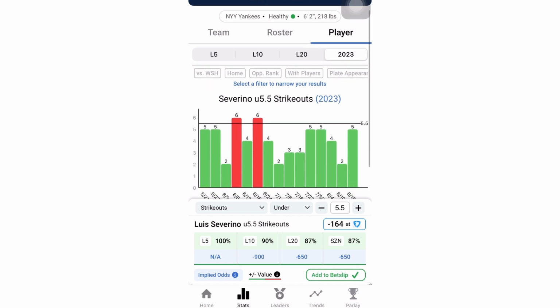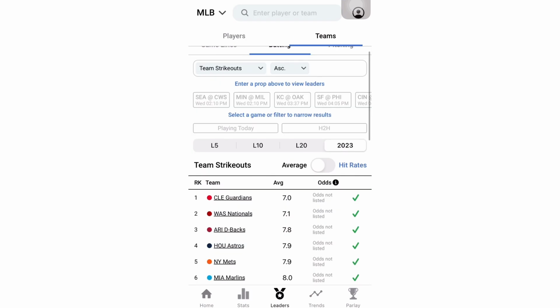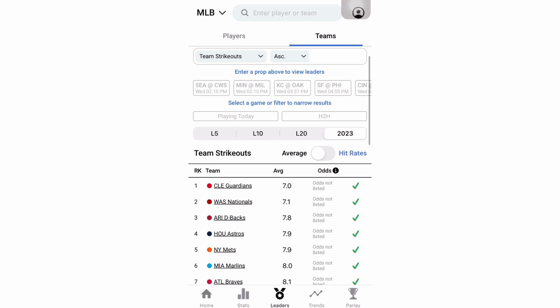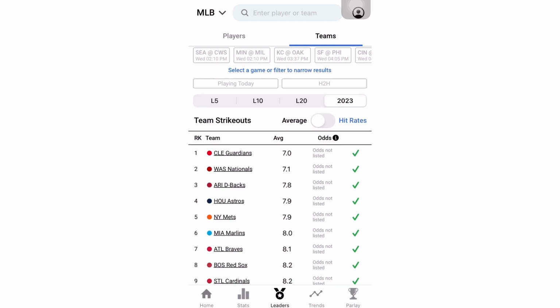Now, obviously we're going to do a walkthrough for other features of the app, but I'm just going to quickly switch over here to leaderboards, and I've already loaded up team strikeouts. Now, this feature of leaderboards is, I think, really, really crucial because it helps you identify which teams strike out a lot and which teams don't. And when you're looking at the under, you want teams that don't strike out a lot, because you're basically saying the pitcher has a tough matchup in terms of a team that doesn't strike out a ton.